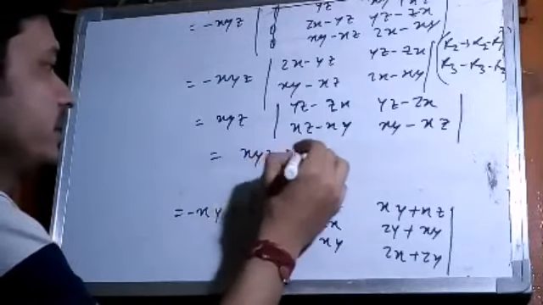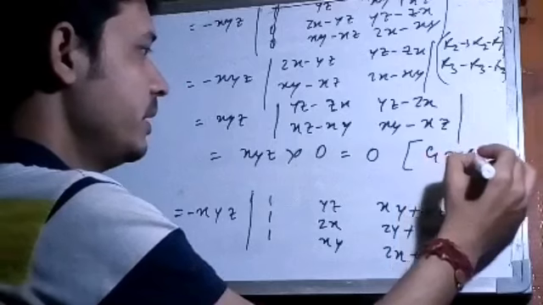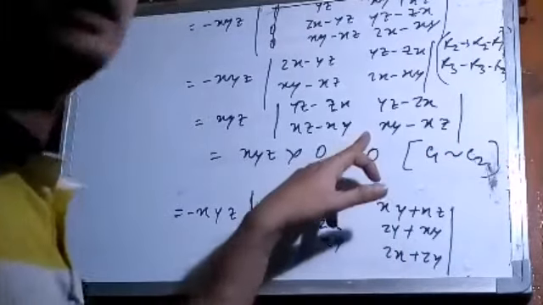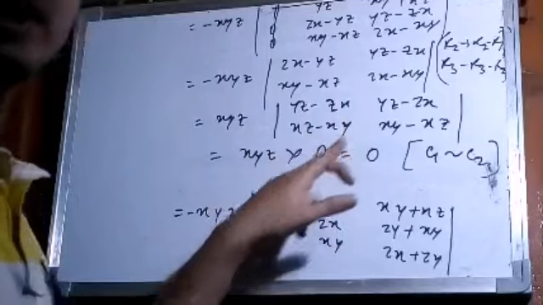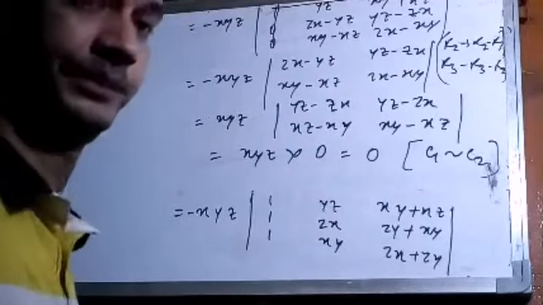So the value of the determinant becomes this into 0 equals 0. Reason is C1 identical to C2. As a determinant property, if any two rows or columns are identical, the value of the determinant becomes 0. Applying that property, the result becomes 0.